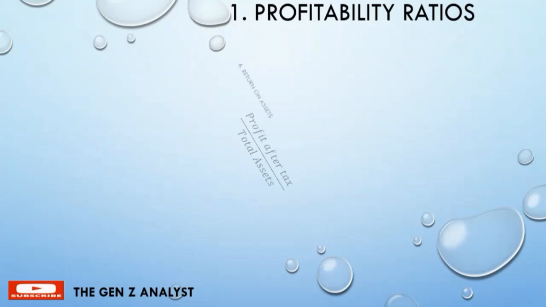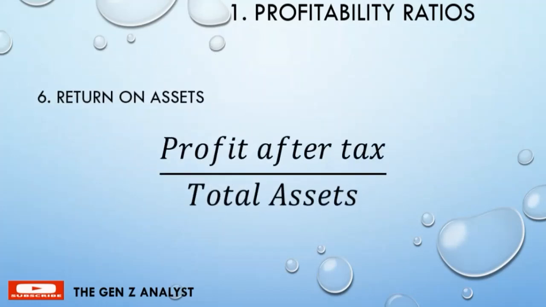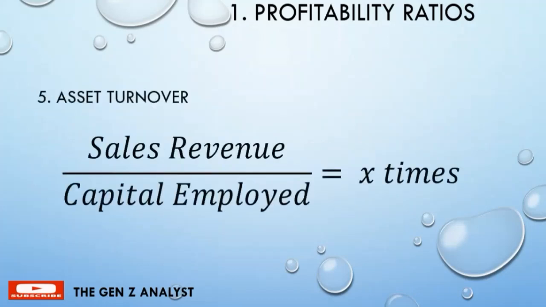Then the next one is the return on assets. So the return on assets, as we can see from the formula, this is asset turnover. The asset turnover is actually net asset turnover. That's why we are using the capital employed. So that is the net asset turnover. That's how we can also call it.